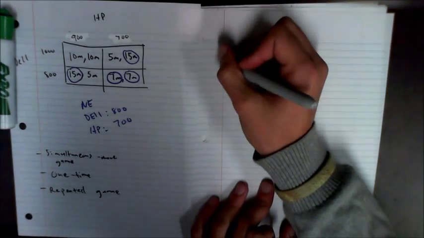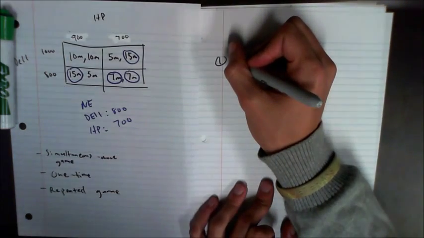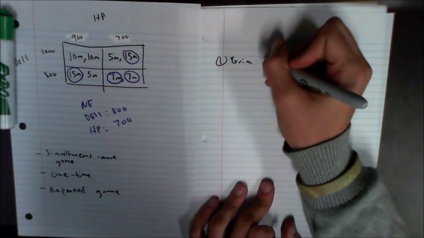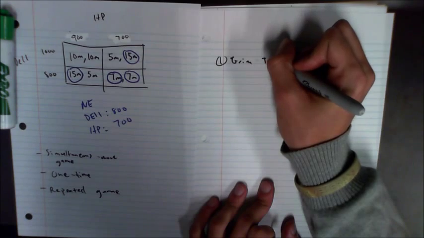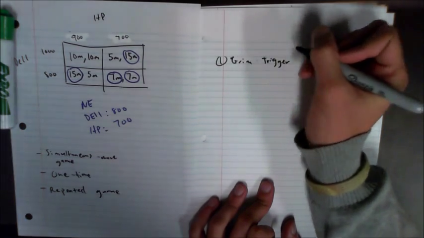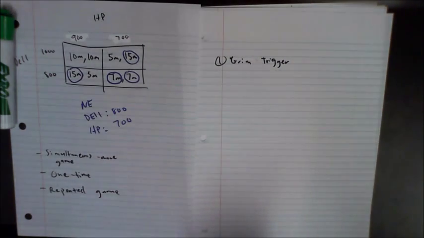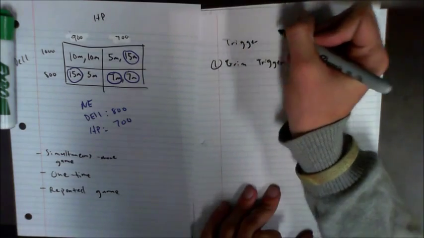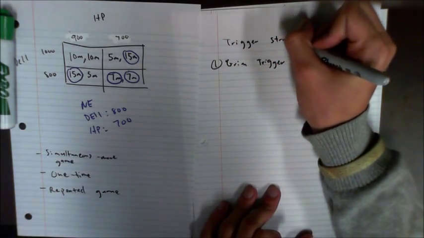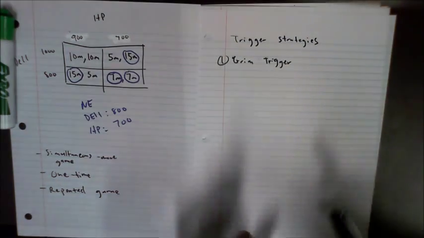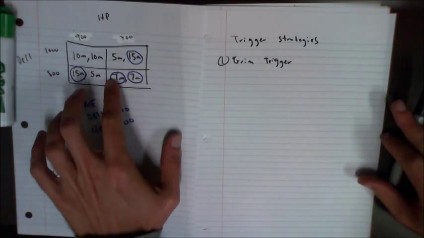The first strategy is what we call Grim Trigger. These are called trigger strategies. Basically, all of these we'll call trigger strategies.